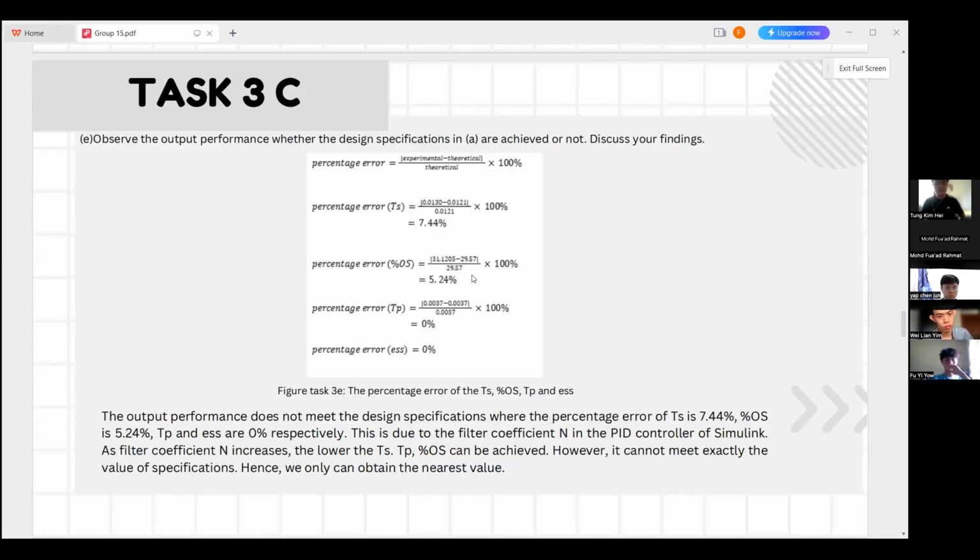Hence, we can say that the output performance does not meet the requirement of the design specification, which is due to the existence of the steady state error, which is 7.44% for the TS and 5.24% for the overshoot. And for the TP and ESS, they remain 0. This is due to the filter coefficient N in the spec of the PID block. We found that as N gets higher, the result obtained gets closer to our expectation, but it doesn't meet exactly what we wanted. So we can only obtain the nearest value.